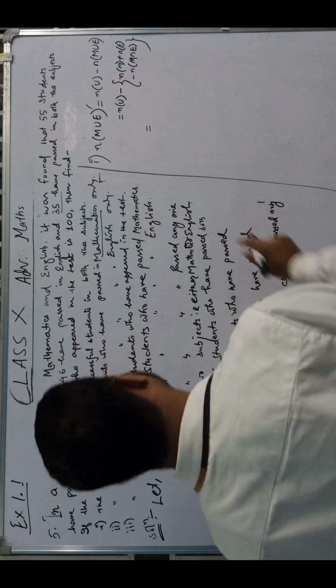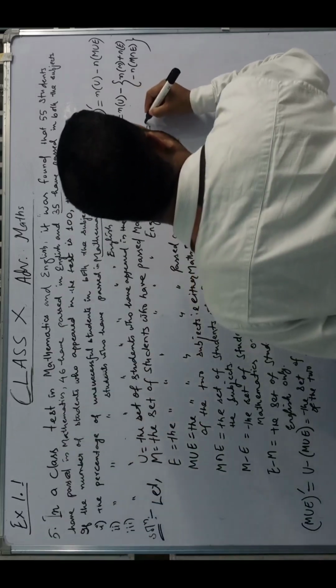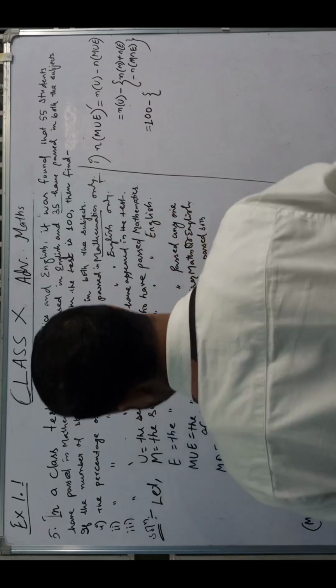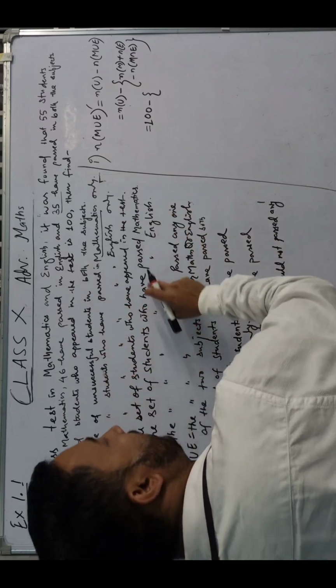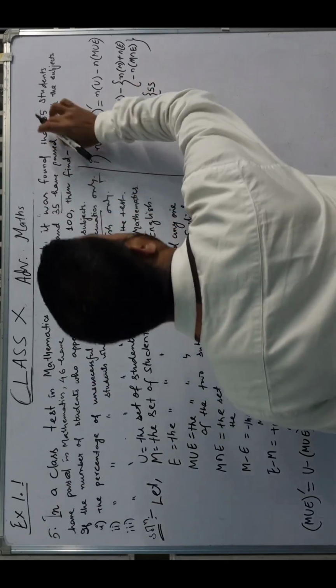Who have appeared in the test will be represented by the set U. So the number of U is 100. We need the number of U minus the number of M, where M is the set of students who have passed the mathematics subject. It is given as 55.